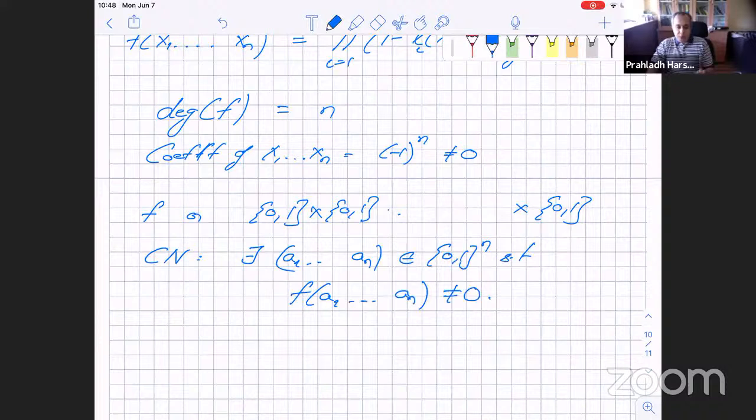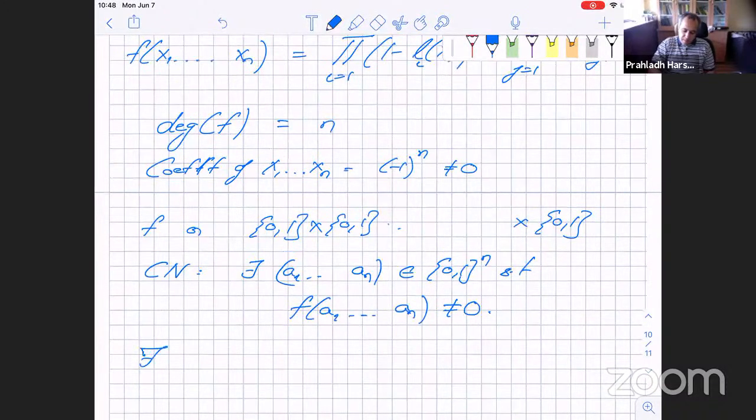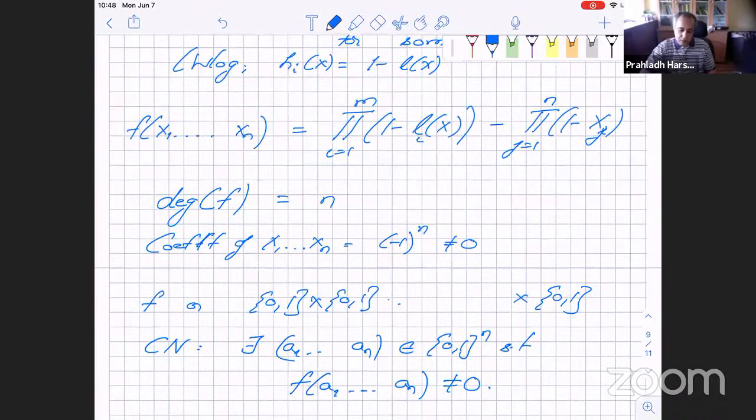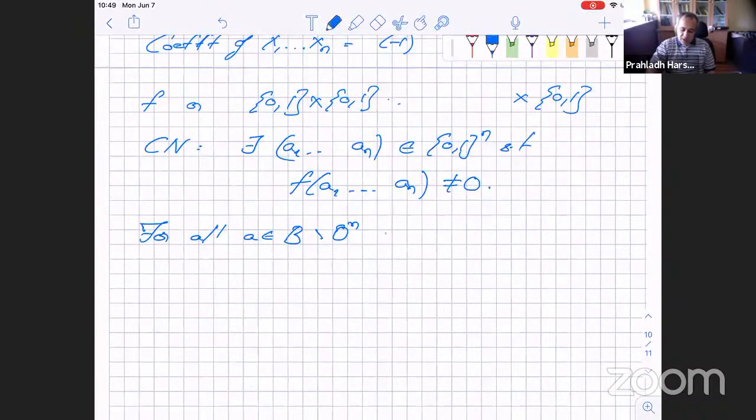But I claim this can't be true, because for all a not the origin, this is 0 as well as this is 0. Because if something is not the origin, it's covered by one of the hyperplanes, and it's also not the origin, so both of them are 0. But if it is the origin, this is going to be 1, this is going to be 1, so it's still 0. So for all points other than the origin, the his cover, and hence f of a is 0.